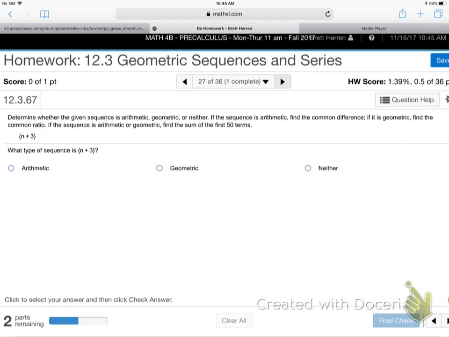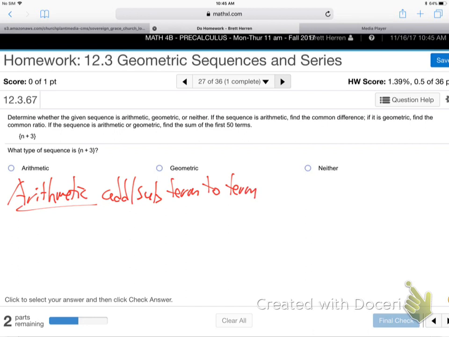All right. Last concept in this section. They want to give you a formula and have you from the formula determine if it's arithmetic, geometric, or neither. So let me remind you of these. What's an arithmetic sequence? You add, subtract, term to term, right? Whereas geometric, you multiply or divide, same thing. Dividing is upside down, multiplying, term to term.